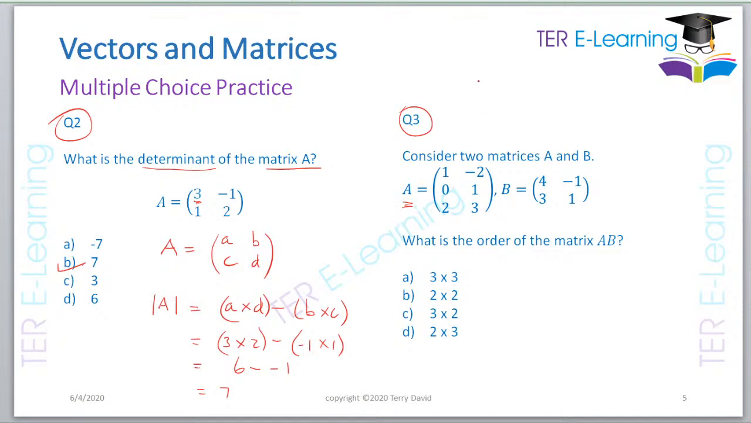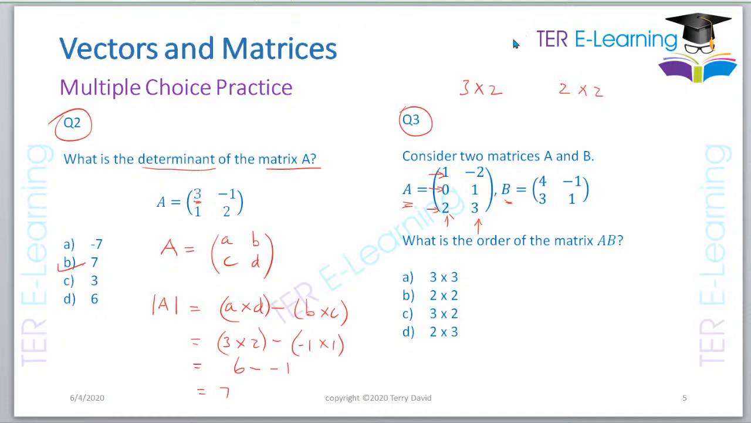So the order of A, look carefully, is rows by columns. You have 1 row, 2 rows, 3 rows, right? So it's a 3 by, and we're looking at columns now. You have 1 column, we have 2 columns, so it's a 3 by 2 matrix, right? And we are multiplying by B, so we already know that B is a 2 by 2 matrix.